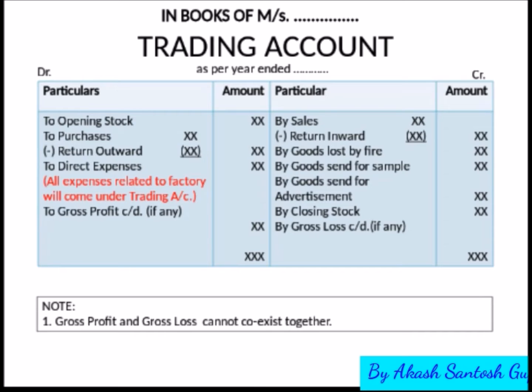Then my friends, at the credit side we have to write by sales less sales inward, which is sales return. Then by goods lost by fire, by goods sent for sample, by goods sent for advertisement, and by closing stock. Here the goods lost by fire, goods sent for sample, and goods sent for advertisement are goods going out from the organization. In sales also the goods are going out of the organization, and the real accounts rule says credit what goes out. Hence we will follow this rule and credit what goes out. The goods are going out, so we have to credit in the trading account.